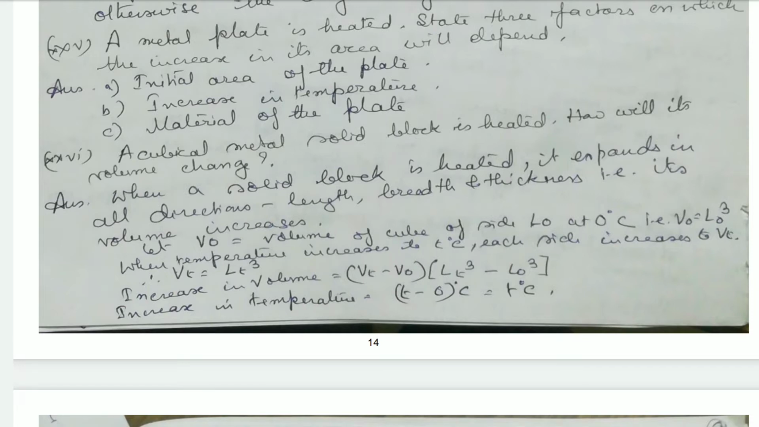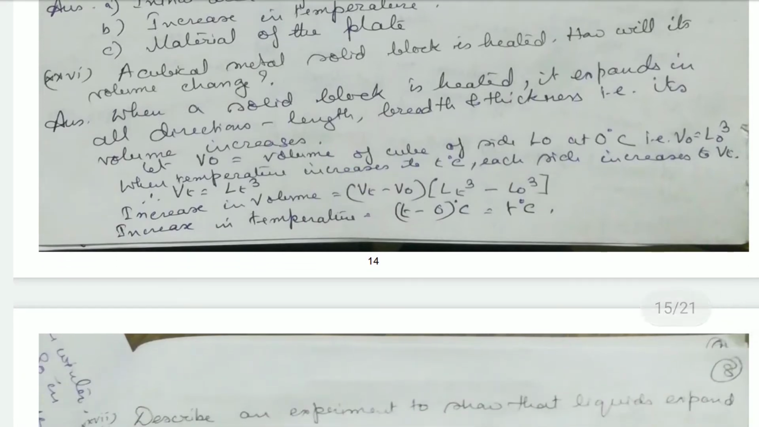Next question is: a cubical metal solid block is heated. How will its volume change? When a solid block is heated, it expands in all directions, that is length, breadth and thickness, and so its volume increases. Let V0 be the volume of the cube. The side is L0, so the volume V0 of the cube at 0 degrees centigrade is V0 equals L0 cube.